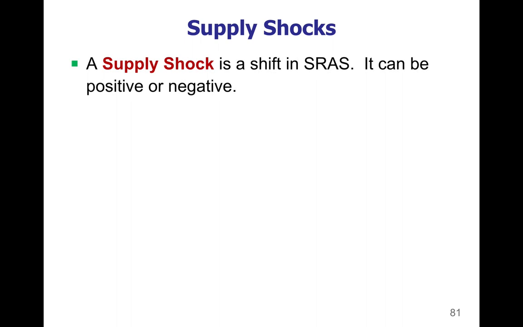This is your macroeconomic video on supply shocks. A supply shock is just a shift in short-run aggregate supply. It is generally a really big shift, something shocking that happens, and it can be either a positive or negative shock. Positive supply shocks shift supply to the right, and negative ones shift it to the left.